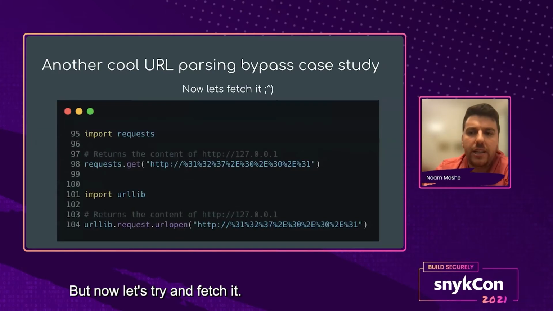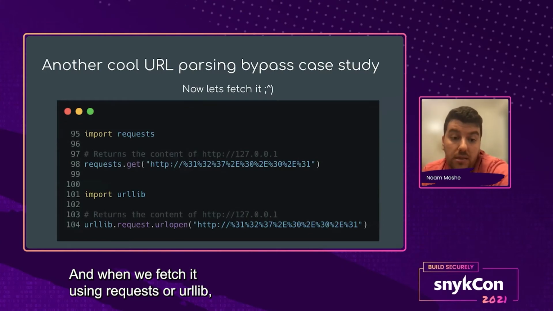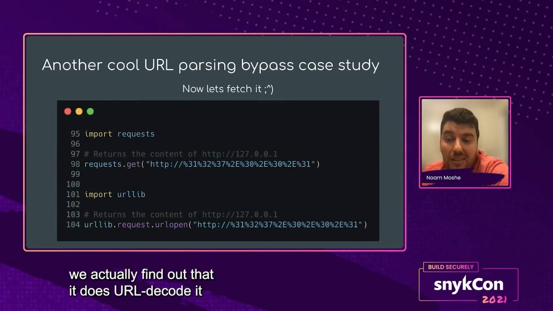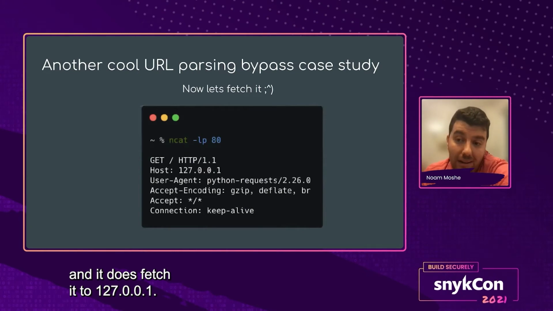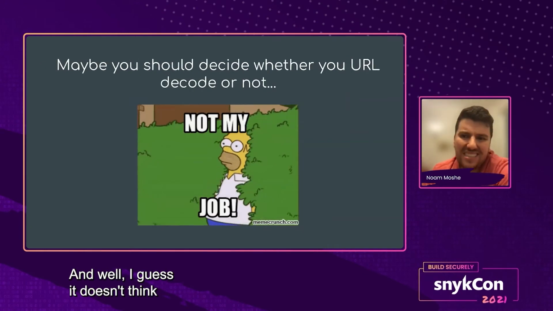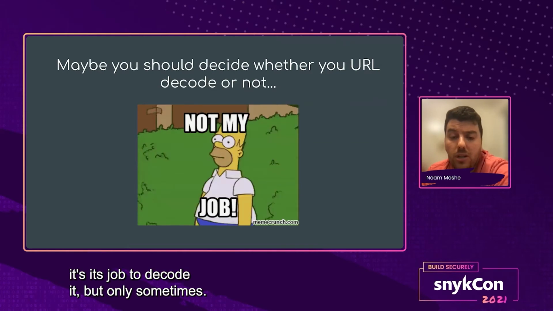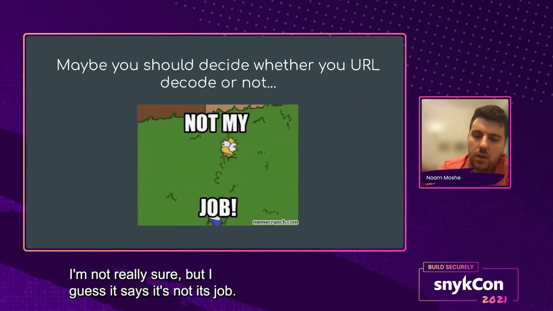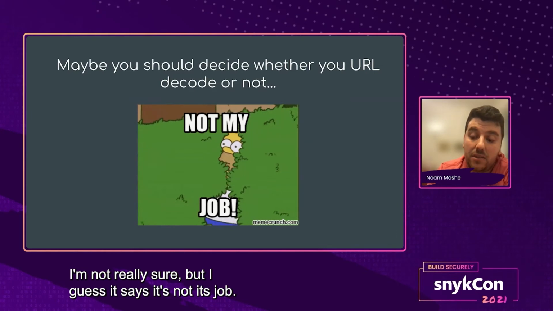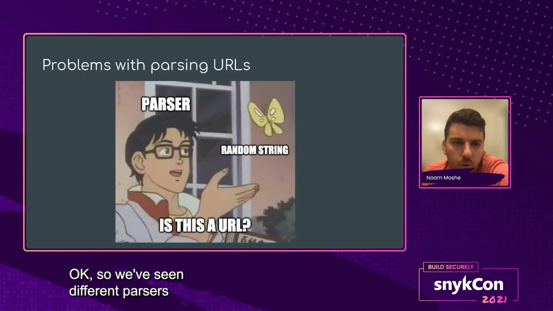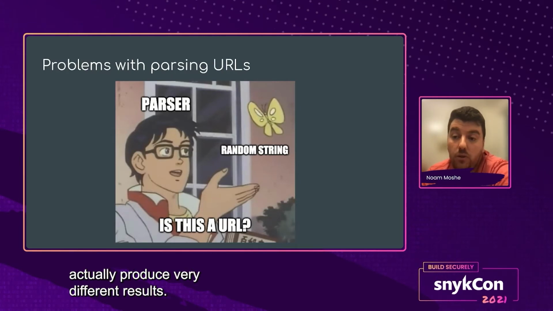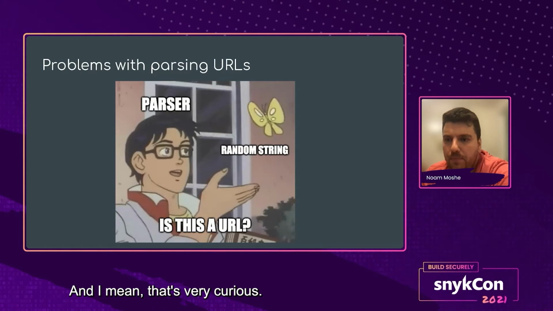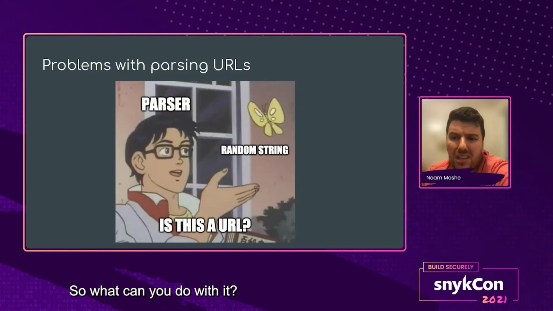But now let's try and fetch it. And when we fetch it using requests or urllib, we actually find out that it does URL decode it, and it does fetch from 127.0.0.1. And I guess urlsplit doesn't think it's its job to decode it, but the fetchers do. I'm not really sure, but I guess it says it's not its job. Okay, so we've seen different parsers, and we've found out that some of them produce very different results. And I mean, that's very curious. So what can you do with it?